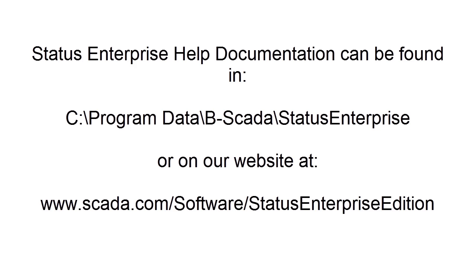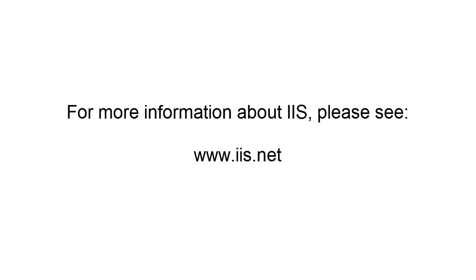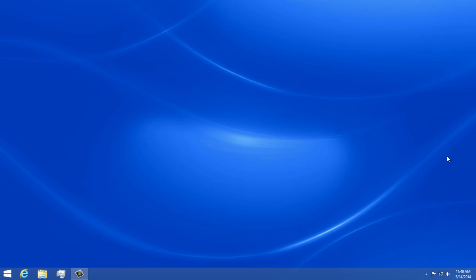C:/ProgramData/B-Scada/Status Enterprise or on our website at www.scada.com/software/Status Enterprise Edition under the Resources section. You can also learn more about IIS by visiting the official Microsoft site at www.iis.net. Now let's take a quick look at how the gateway displays mimics.